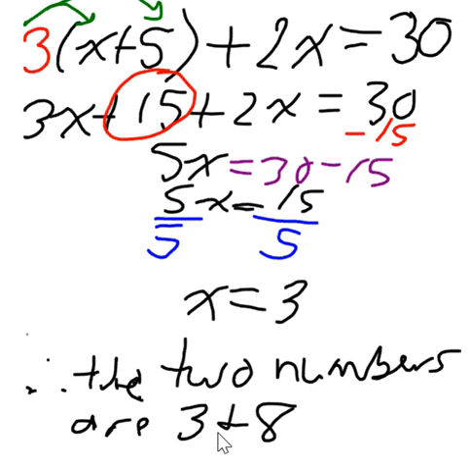By the way, you can check your answer, right? We can say, okay, if the first number is 8 and I do 3 times that, that's 24, and then I do 2 times the other, which is 6, what's 24 plus 6? Oh, that's 30, right? So you can check your answer. You're going to know if you're right or wrong, which is kind of cool with these problems.